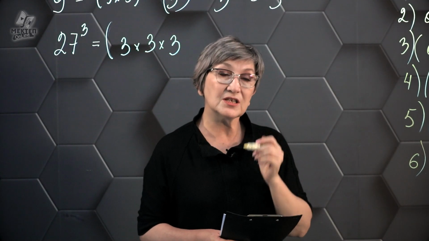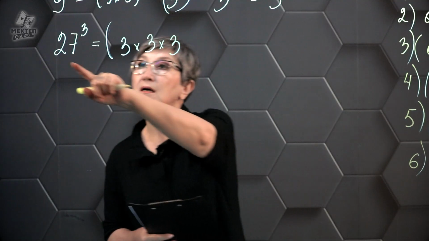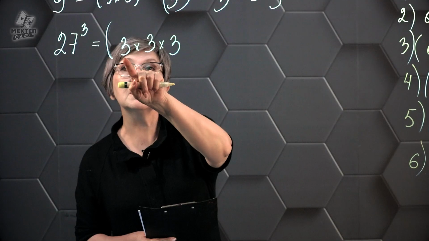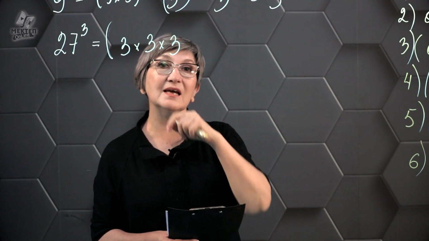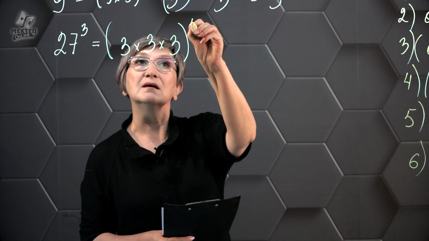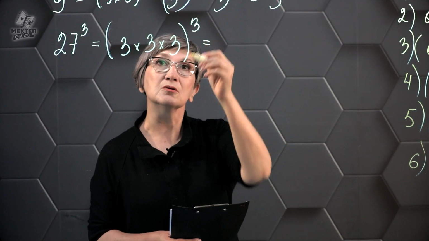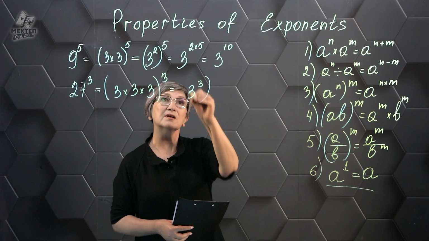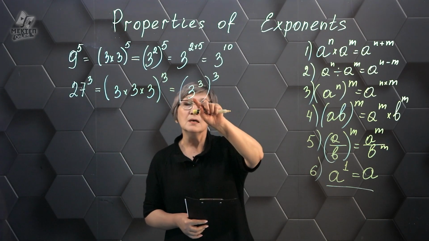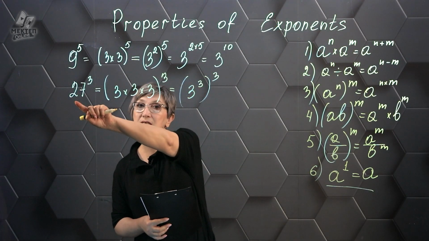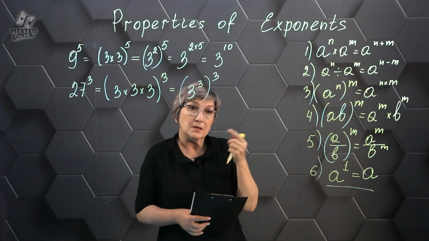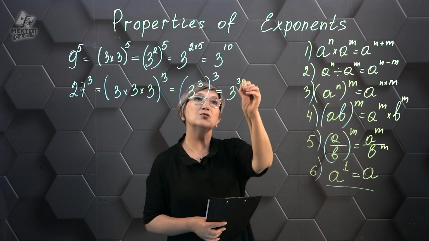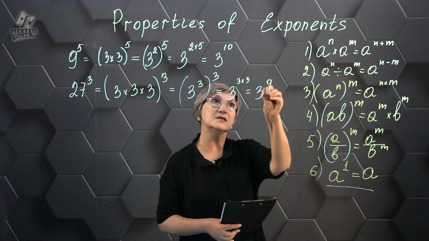You always have to count and you always have to get a number. In our case, we needed to get the number 27. So 3 times 3 is 9, times 3 is 27. And then that's a number to the third power. But 3 times 3 times 3 is 3 to the power of 3, and that expression is still to the third degree. 3 to the power of 3 is 27, and 27 is to the third power. Applying our properties, we get 3 to the power of 3 times 3, which equals 3 to the power of 9.